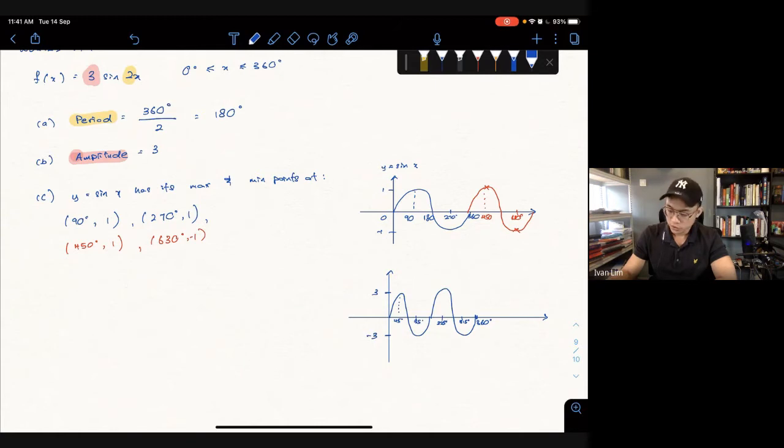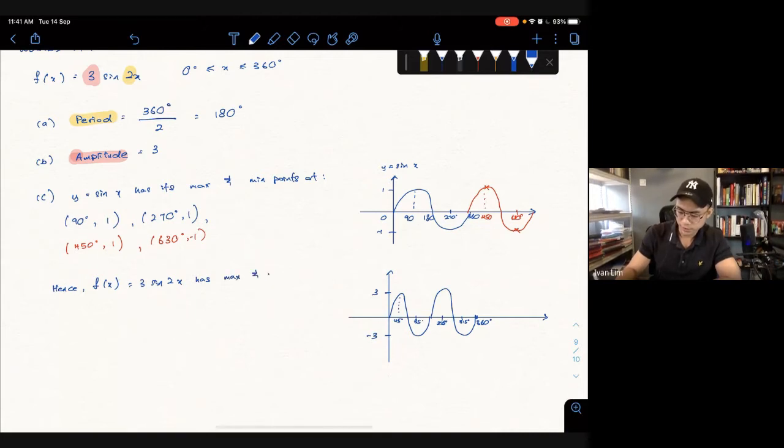So how do we do this? Hence, f(x) equals 3 sine 2x has max and minimum points. Which one was max, which one was minimum? So your max is actually at 45 degrees and 225 degrees at 3. You'll see here, this is your max. Your min will be here.